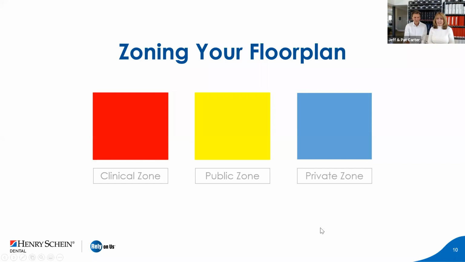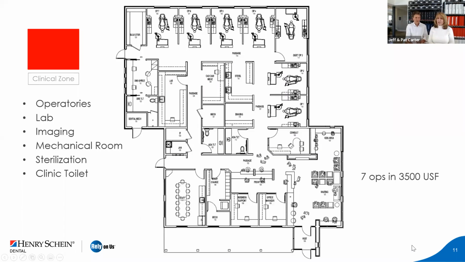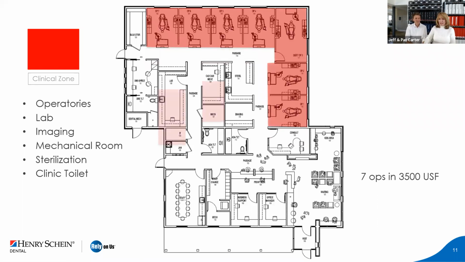The first zone to be laid out is the clinical zone. And the clinical zone is all of those spaces associated with clinical practice. So it's the operatories, the lab, the imaging, the mechanical room, sterilization, clinical. And so when you look at this floor plan, what we are in fact showing you is a zone of spaces. Notice all the operatories are north and east.